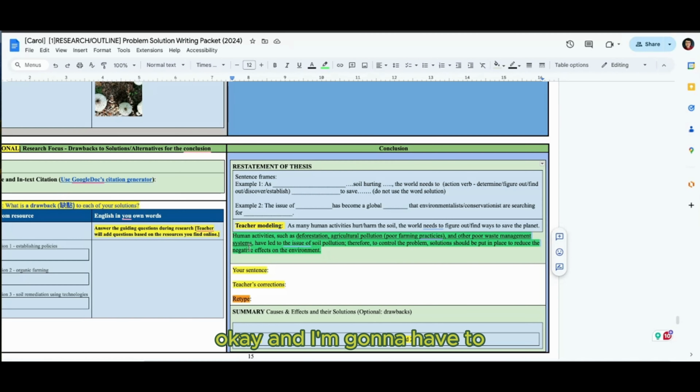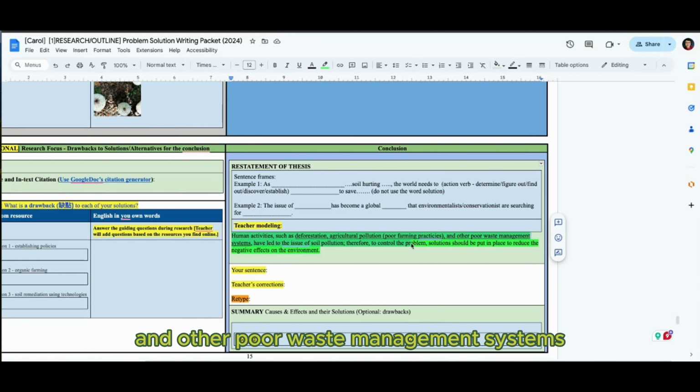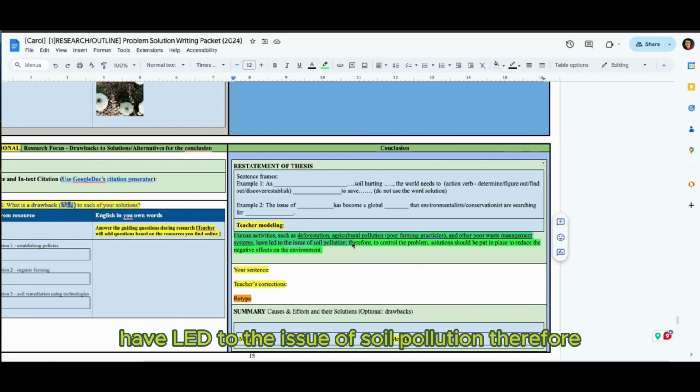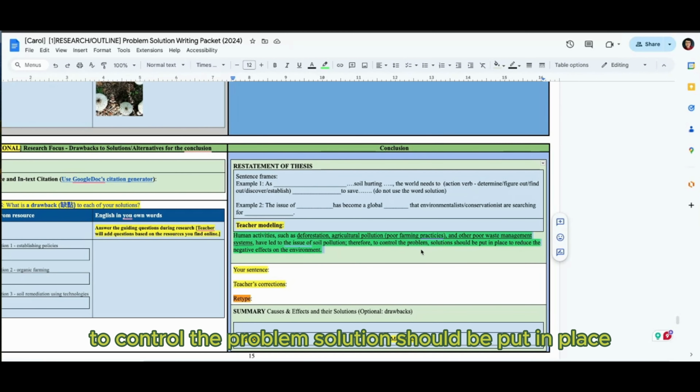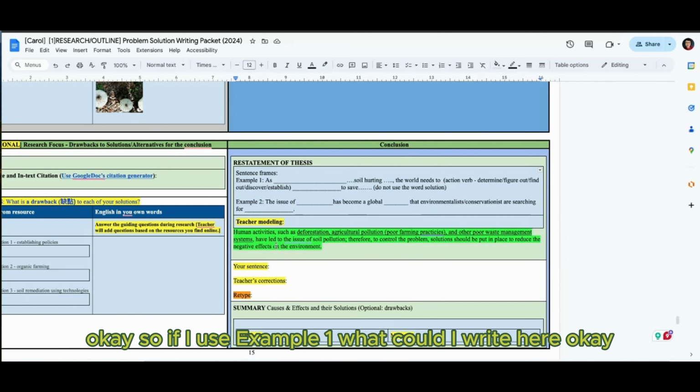I'm gonna have to delete this. I'm sorry. Okay, and I'm going to type this again. So I wrote human activities such as deforestation, agricultural pollution, and other poor waste management systems have led to the issue of soil pollution. Therefore, to control the problem, solutions should be put in place to reduce the negative effects on the environment. Okay, so if I use example 1, what could I write here?